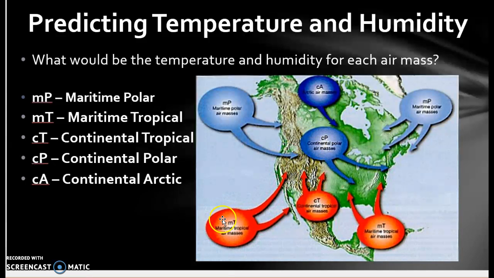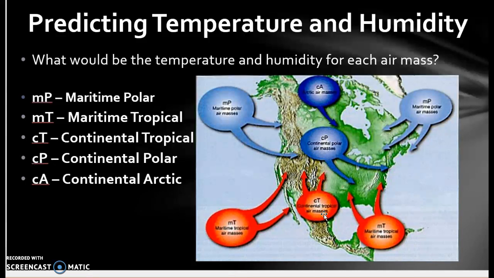This one here is near the tropics or closer to the equator, and it's in the water, so we call that a maritime tropical air mass. Same with the one over here. This is over the Caribbean Sea, so maritime tropical as well. The one in the center is over land, but still near the equator, so we would call that a continental tropical.